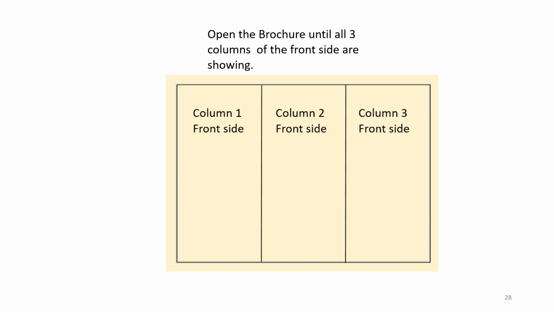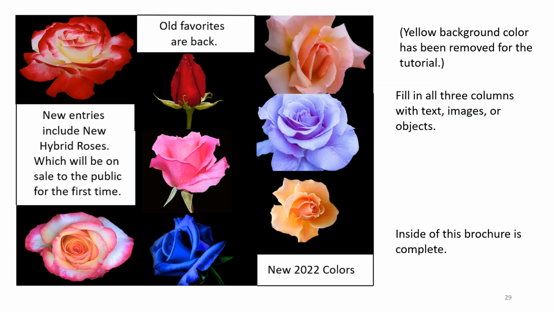Open the brochure until all 3 columns of the front side are showing. Yellow background color has been removed for the tutorial. Fill in all 3 columns with text, images, or objects. Inside of this brochure is complete.